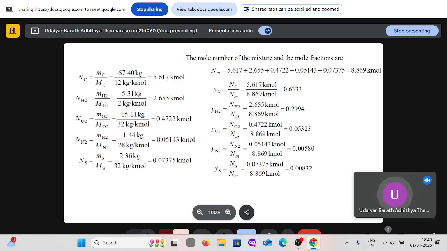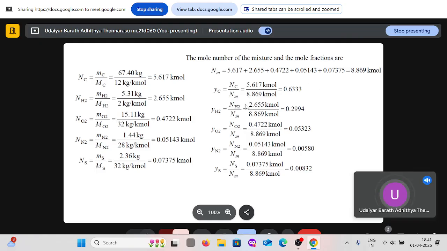Similarly, hydrogen is mass of hydrogen divided by molar mass of hydrogen. So we get 2.655 kilomole. Then mole of oxygen is mass of oxygen divided by molar mass of oxygen, 15.11 kg divided by 32 kg per kilomole, which gives you 0.4722 kilomole. Then we have mole of nitrogen, and similarly you get 0.05143 kilomole, and mole of sulfur as 0.07375 kilomole. So the total mole of the mixture, when you add up all the moles, you get 8.869 kilomole.